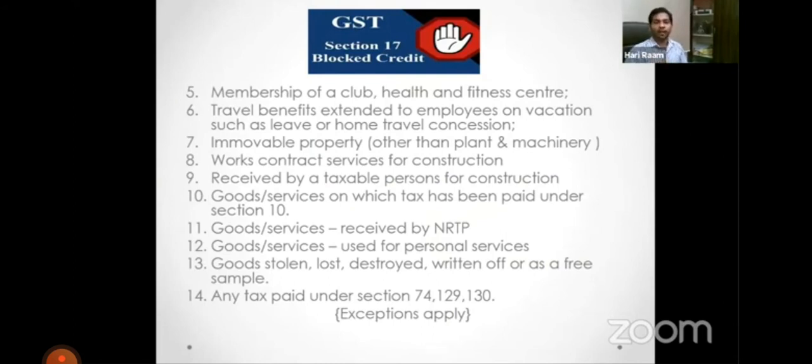We will be dealing with that later. I will explain the exceptions that apply. Then goods or services received by a taxable person for construction, or goods or services used under section 10.